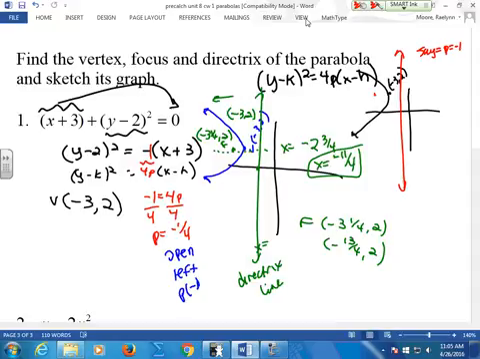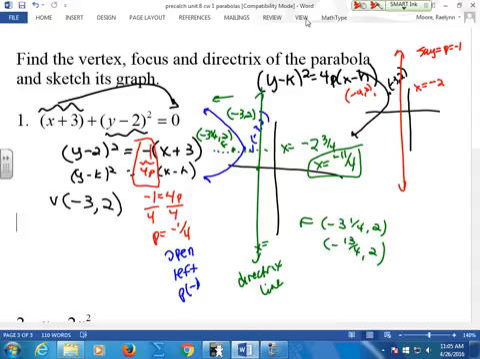It's -4. Don't I move 1 over right to the left? It's forcing me to move to the left. And what would my directrix line be? -2. X is equal to -2. So how do you find P? P is this piece right here in front of that parentheses.